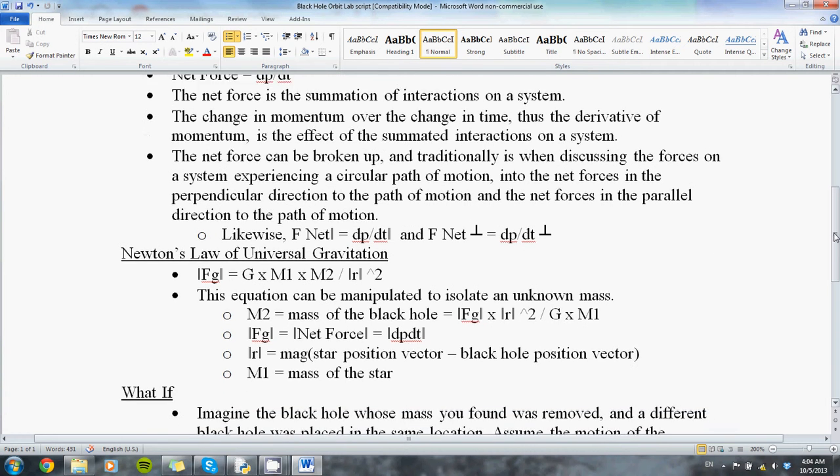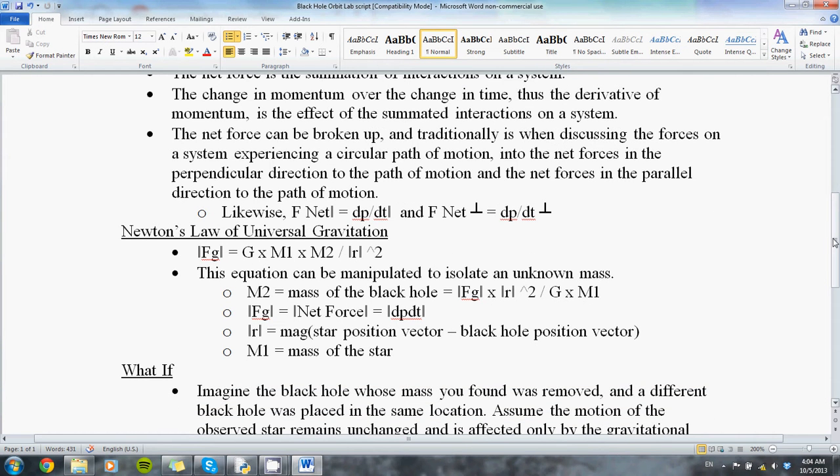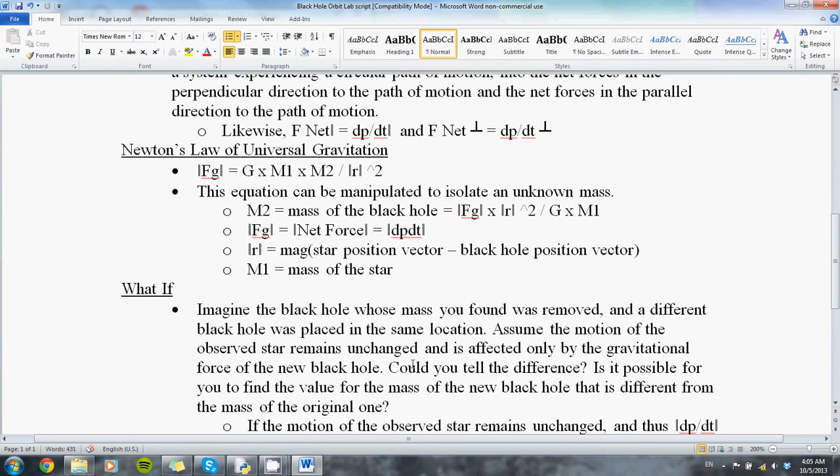Using Newton's equation for universal gravitation, I was able to manipulate it to isolate the unknown mass, i.e. the mass of the black hole. We already know the universal gravitation constant, and we're given the mass of the star, and we can calculate the magnitude of our position vector by subtracting the star position vector from the black hole position vector. And we know that the magnitude of the force of gravity is equivalent to the magnitude of the net force because we're told that this force of gravity is the only force acting on the system.